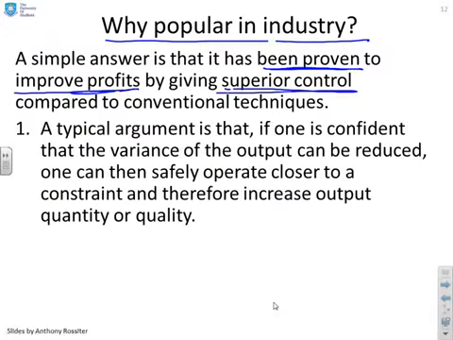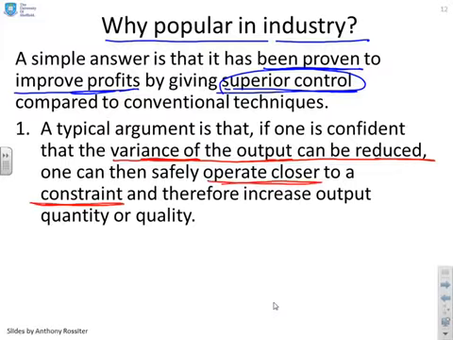Now, why it does that or how it does that, one of the most obvious arguments you'll see in the literature is that because it gives you better control, you can reduce the variance of the output. And if you reduce the variance of the output, then you can operate closer to any constraints in the system. And if you can operate closer to the constraints, you can either increase the output quantity or the output quality, and therefore make more money.